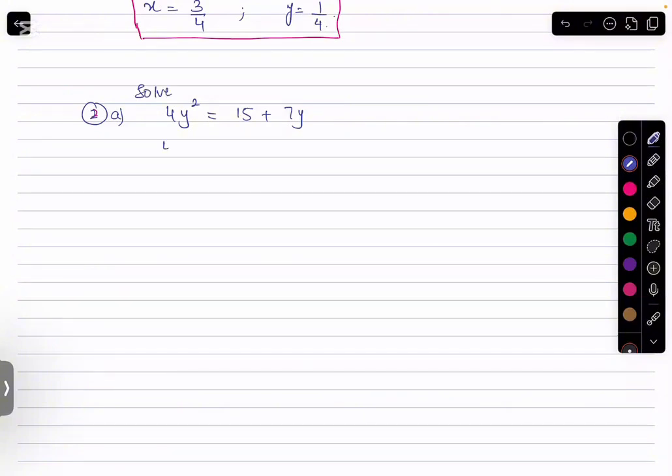ठीक है? So obviously solving the equation, that means you have a quadratic equation 4y squared minus 7y minus 15 equals 0. Quickly give me the answers for y.